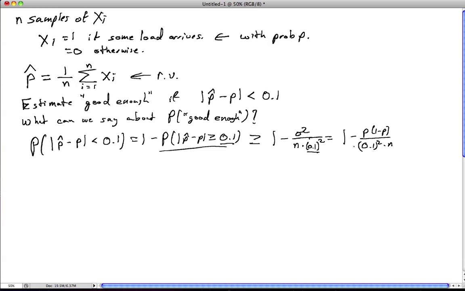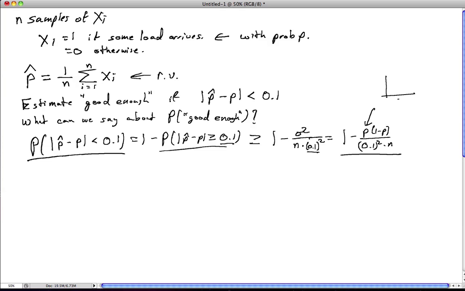So given an expression like this, are we done? Well, what we want to know is something about the probability of being good enough. We don't know p. So we have expressed the probability that we're good enough as being at least this quantity. But this quantity depends on this p, which we don't know. So we would like to have a statement that doesn't have that kind of dependence. So how do we do that? Well, if we don't know this p, let's just think about what this looks like.